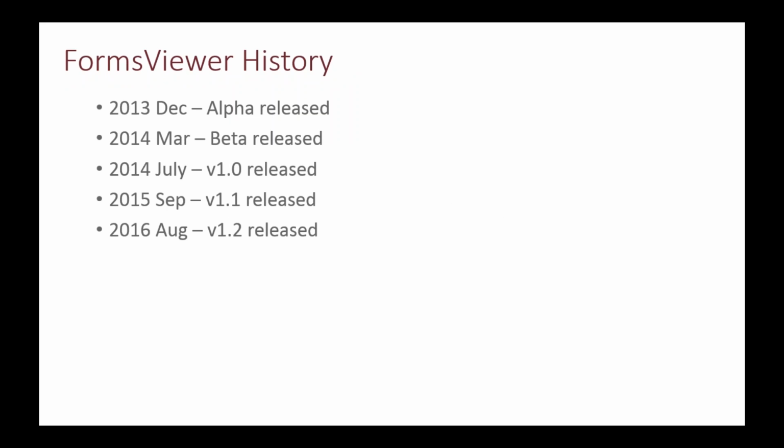So, quick history around FormsViewer. We announced FormsViewer, the alpha, in December of 2013. We've had several releases to date, and we have 1.2 out there today. It has support for rich text, and it's pretty feature complete. There are a few things we're going to be adding in the next week or so. People Picker, I think, is one of the last things.